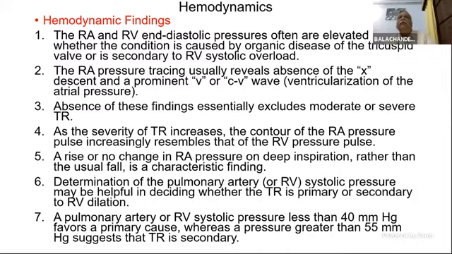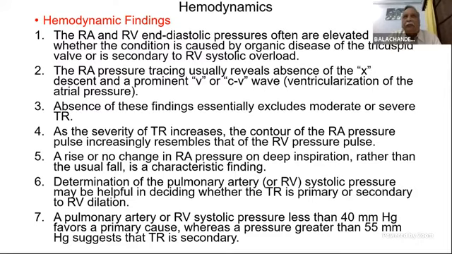So as the severity of TR increases, the contour of the RA pressure pulse increasingly resembles that of the RV. So RA and RV will almost show the same, and the most important, as I told you, is the estimation of the pulmonary artery pressure. The pulmonary artery pressure, RV systolic pressures less than 40, although the definition is less than 55, we are very sure that we are dealing with primary or low pressure TR.